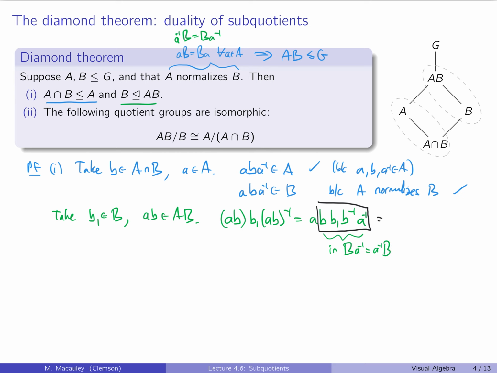So I can write this as A times A inverse times something, let's say B2. So this thing here, something in B times A inverse, I can write it as A inverse times something in B. But look what I have here. I have A times A inverse, which is going to cancel, and now I have B2. And that's in B, and that's exactly what we had to show. So that's part one.